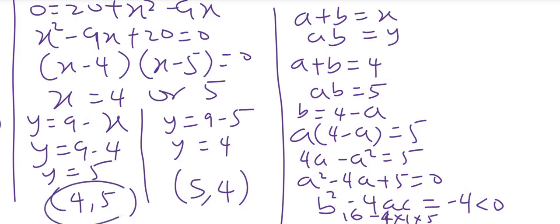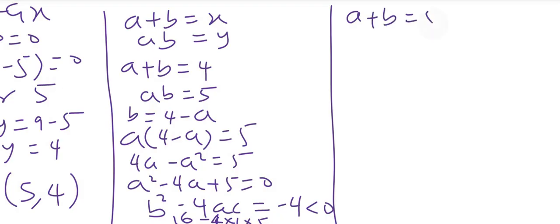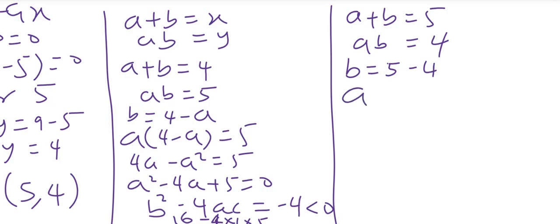So this pair does not have any solution for a and b. Let's check the second pair, 5 and 4. A plus b equal 5 and ab equal 4. Let me make b the subject of the formula. I'm substituting it here. So therefore I have a times 5 minus a equal 4.